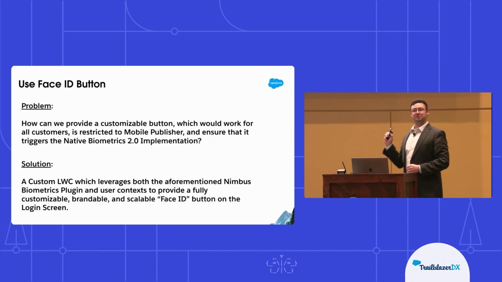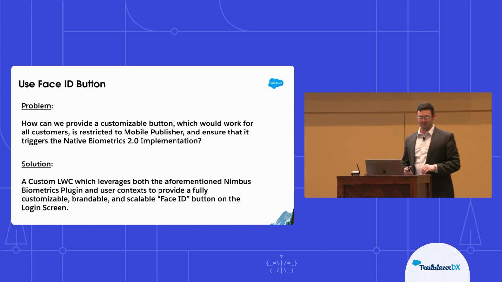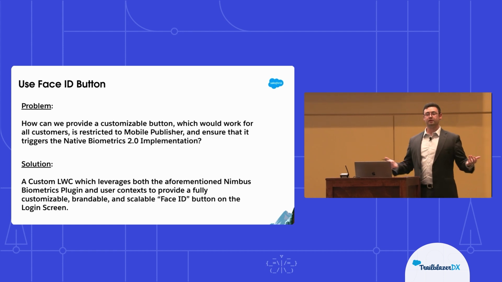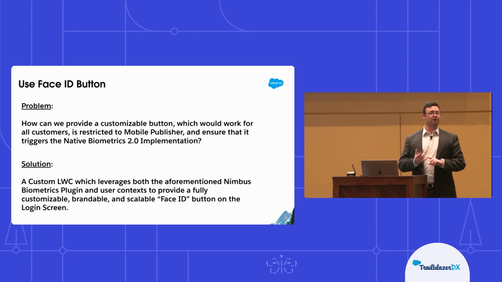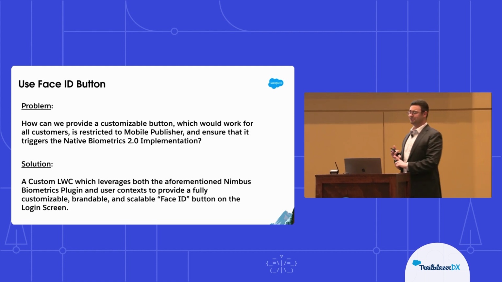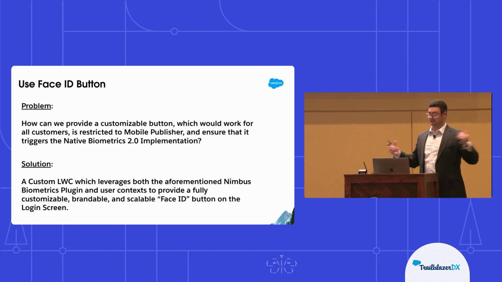But that wasn't quite so easy. That whole Use Face ID button, it's far more complicated than you might think. And this posed a big problem for us on Mobile Publisher. One of the main value propositions of Mobile Publisher is you can have a fully customized, branded experience built on top of Salesforce. And how can we provide a customizable button which would work for all customers, is restricted to just Mobile Publisher, and ensure that it triggers our new biometrics?